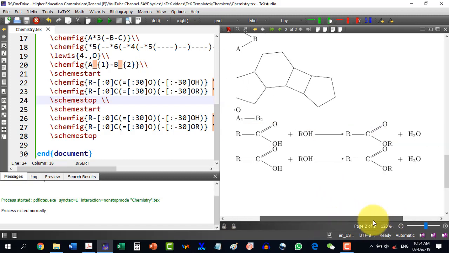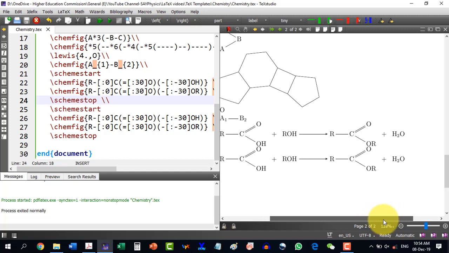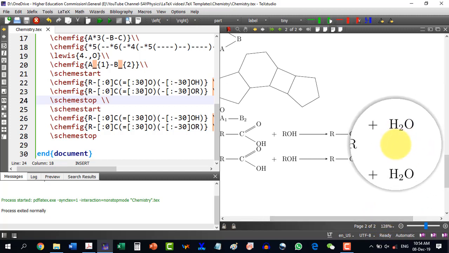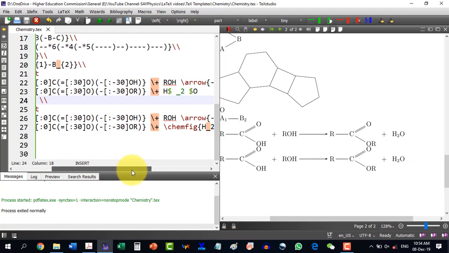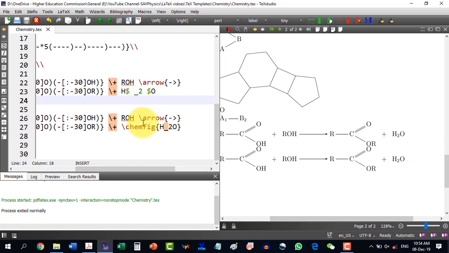Here you can see that there is not much considerable difference between this H2O and this H2O, but to write them in this form outside of the chemfig environment, we have to use extra dollar symbols. So in order to avoid that, we can write them in chemfig. But if we don't want to use chemfig here, then it is not in reaction form, so we can do the ordinary mathematics here.